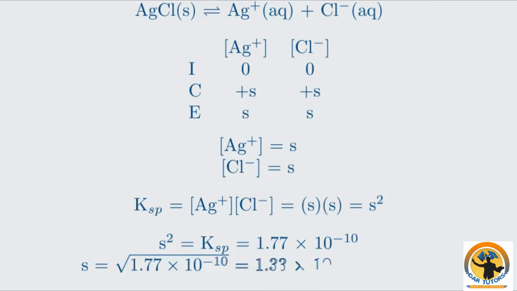We can now solve for S. The molar solubility is the square root of KSP, which gives us 1.33 times 10 to the negative 5 moles per cubic decimeter. This means only a very tiny amount of AgCl dissolves, which is consistent with it being a sparingly soluble salt. Let's work through a final, more challenging example.